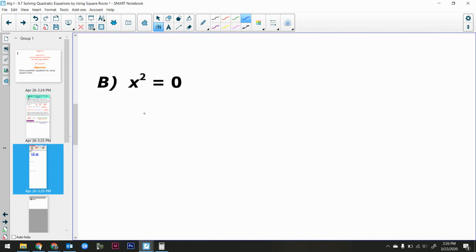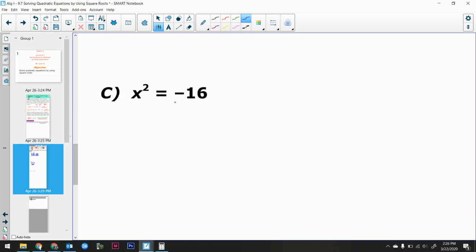All right, well, what happens if it's a 0? Well, we take the square root of x squared, and then plus or minus the square root of 0. Now, can 0 be positive or negative? No. So it ends up just being 0. So this is actually an exception where we only get one solution.